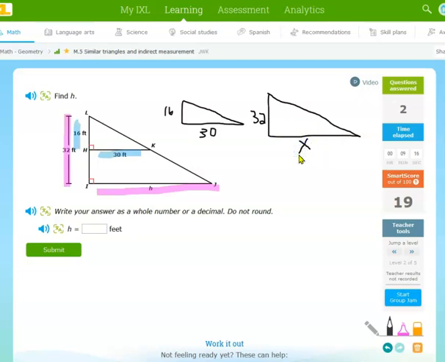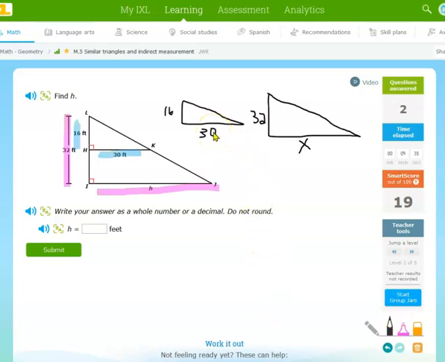Okay, so I'm noticing scale factor, so I'll just say it out loud to you guys. I'm noticing right off the bat that 16 times 2 is 32. So this big triangle is twice as big as the little triangle. So this has to be 60 right here. This has to be 30 times 2, which is 60. But I'll show you the equation method as well.